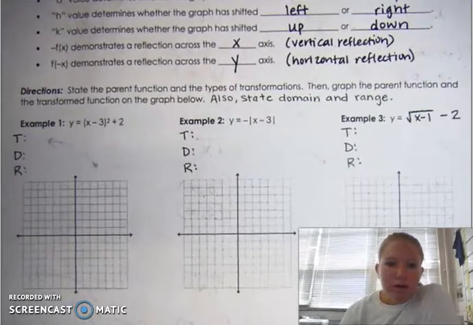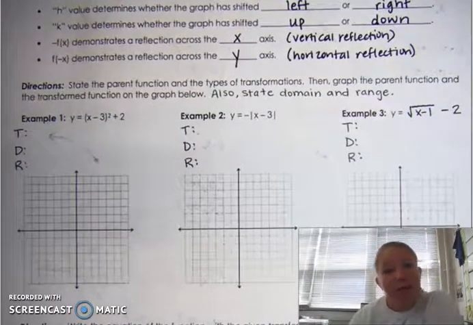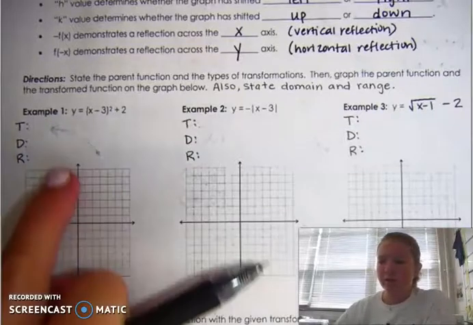We're going to state the parent function and the types of transformations, then graph the parent function and the transformed function on the graph below. Also state domain and range. Alright, so we have a lot to do. Let's start with example 1.